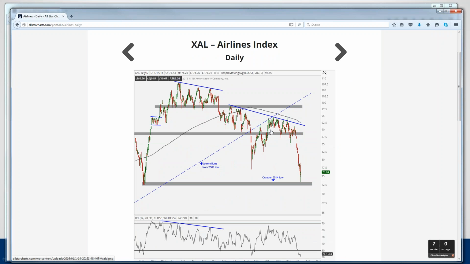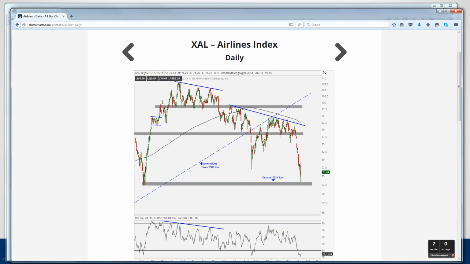Any strength into that, we want it to be fading, and we just rolled over. And we hit our target today, the October 2014 lows. At this point, we no longer want to be short the airlines. Going forward, we want to be fading any strength towards 87, 88. That's how I feel about the airlines.